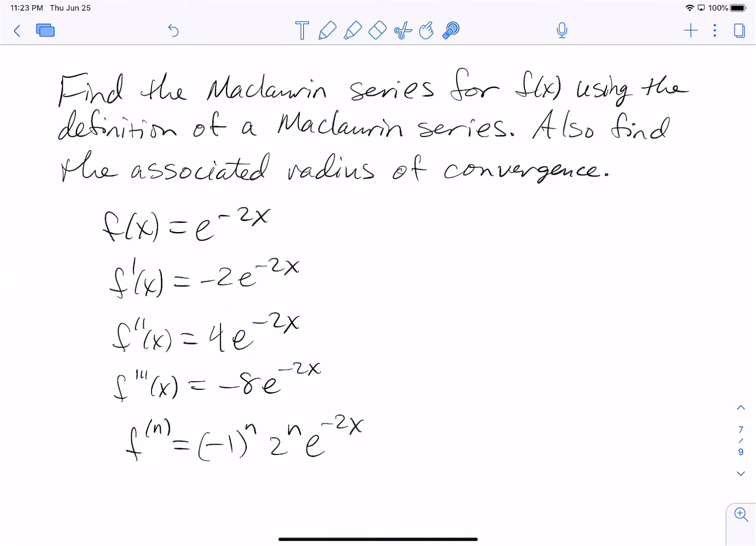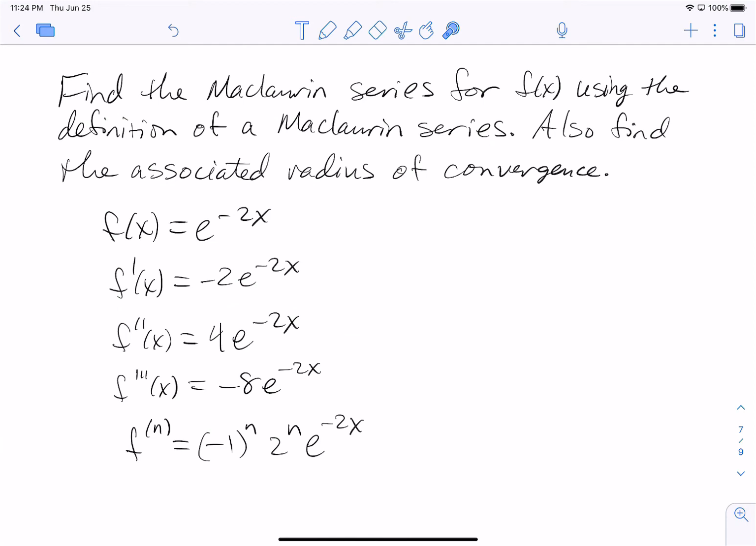I hope you came up with f prime of x is equal to negative 2e to the negative 2x. F double prime is 4e to the negative 2x. F triple prime is negative 8e to the negative 2x. Look, we keep picking up a power of 2, and we have a series that's alternating in sign. So the nth derivative is negative 1 to the n times 2 to the n times e to the negative 2x.